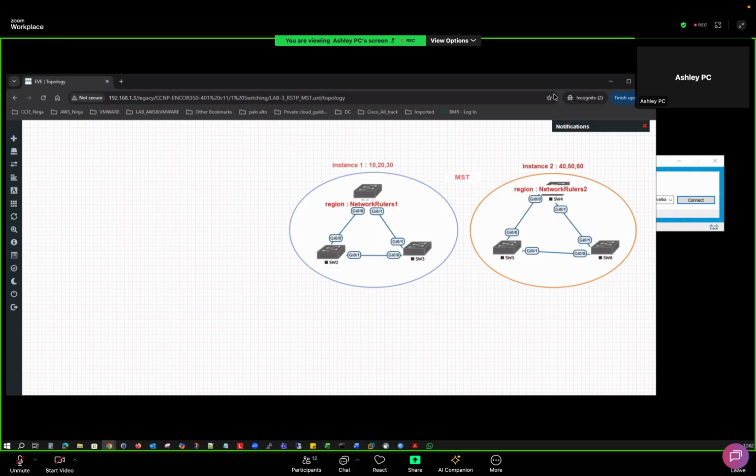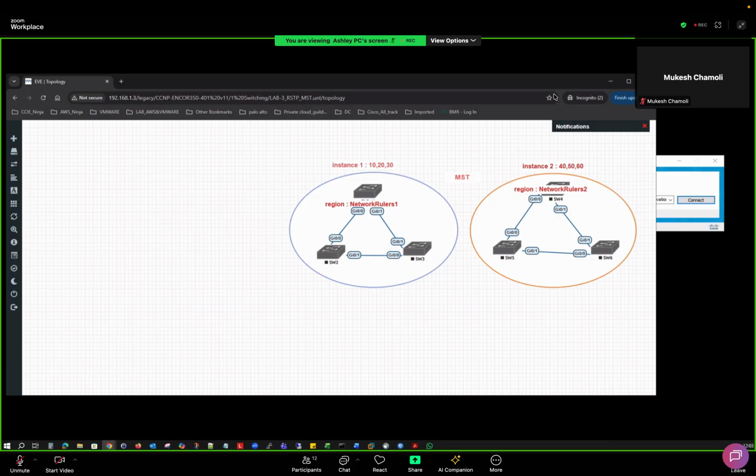So now you must ensure 3 attributes: the MST configuration name, the MST revision number, and the MST instance to VLAN mapping. They have to be the same. Then all the switches are going to run in that same region. If out of the 3, anything is mismatching, that switch is not going to be considered as running under the same region. Okay, make sense? Make sense?